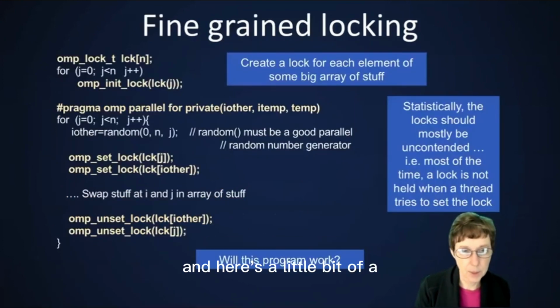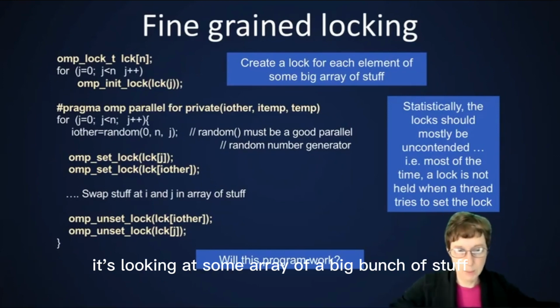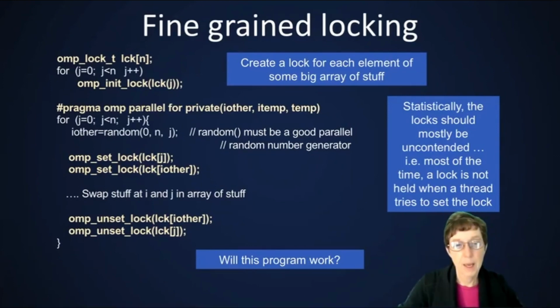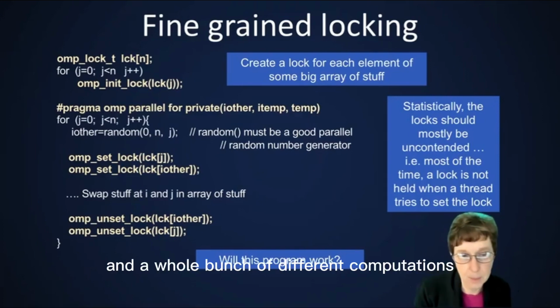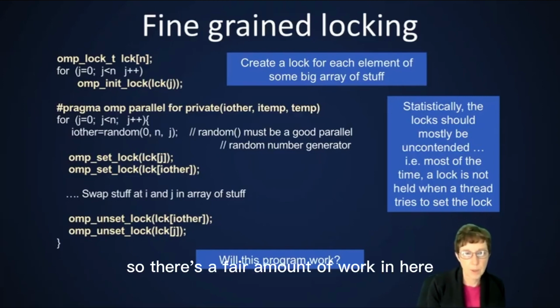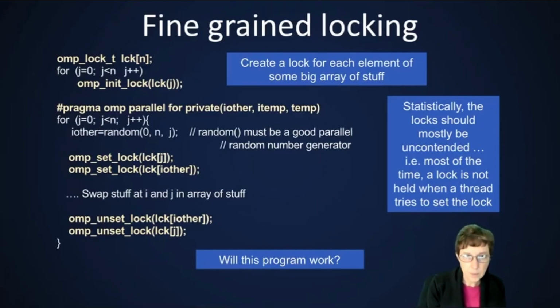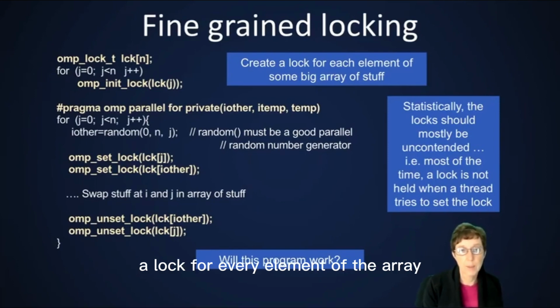And here's a sketch of a program that's looking at some array of a big bunch of stuff, and it wants to swap two of the elements in that array, which might have a whole bunch of different fields in it, a whole bunch of different computations. So it's not something that you can do really easily. There's a fair amount of work in here. And so what we're going to do is have a lock for every element of the array.